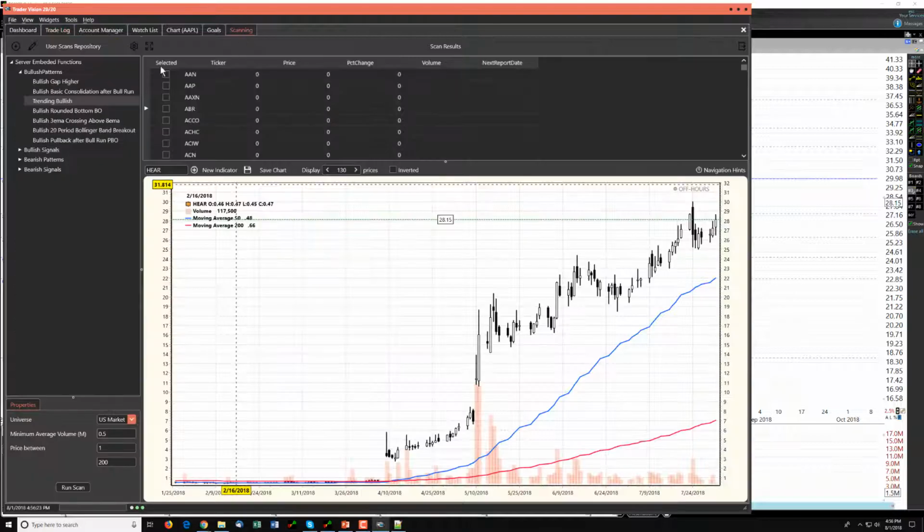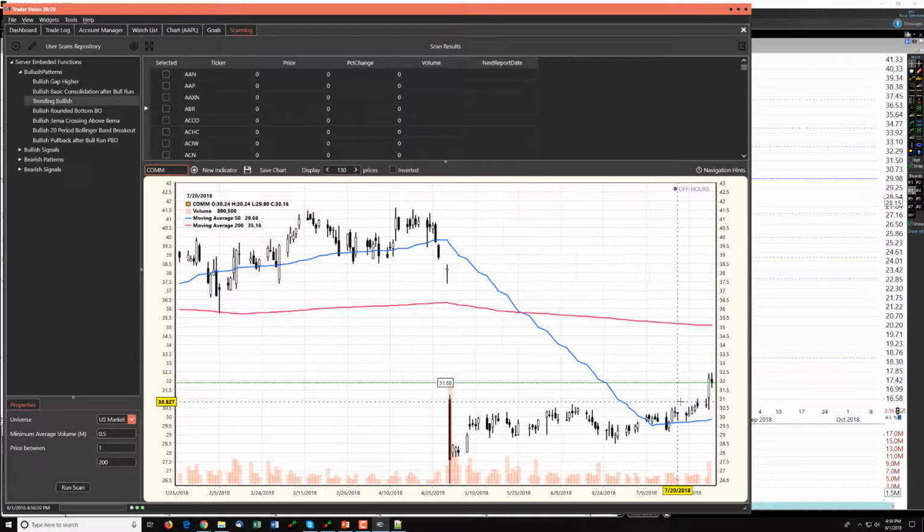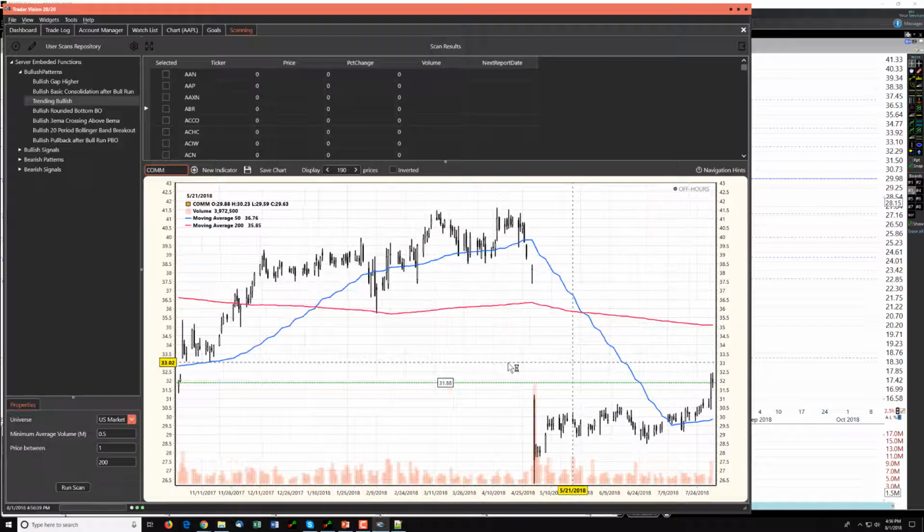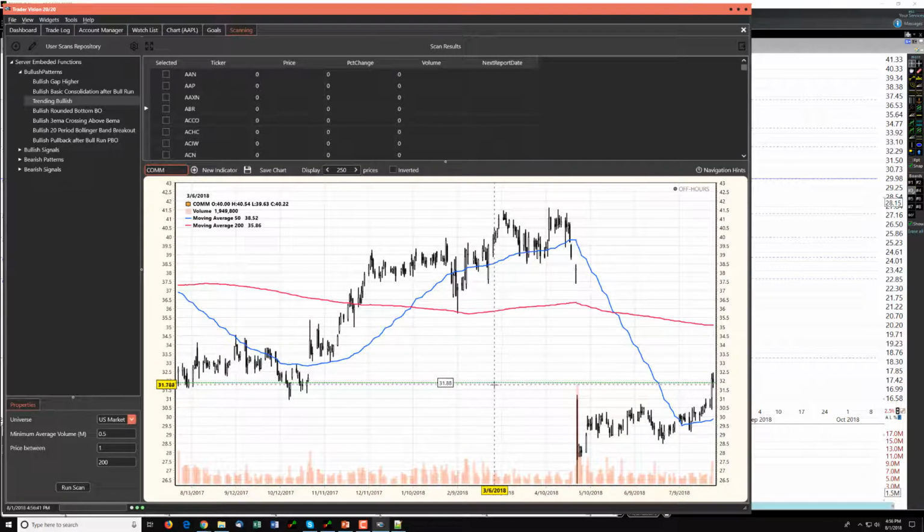Let me go to this next one. Rick wanted to look at COM. COM is nice. We've got kind of an inside day here. Would have been a nice buy today as well. I guess my first target's going to be up in here about 33.5, and the second target up here about the 200. Let's call it 35.